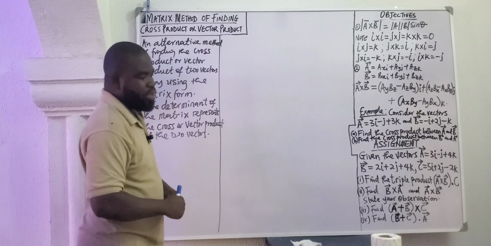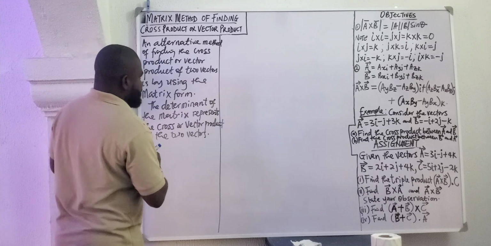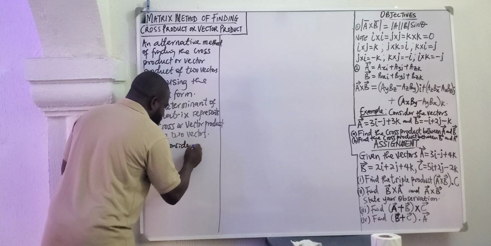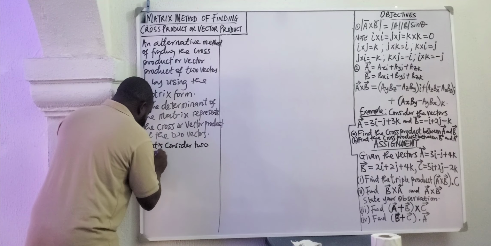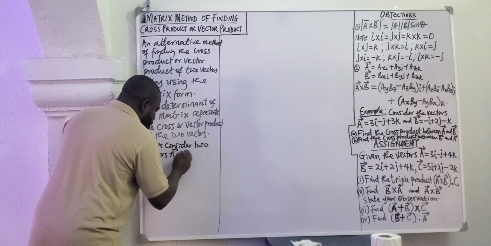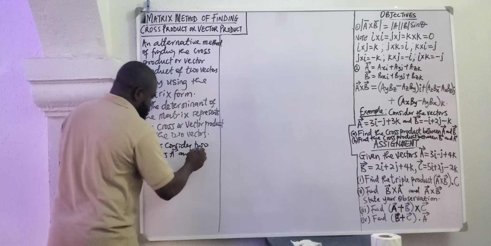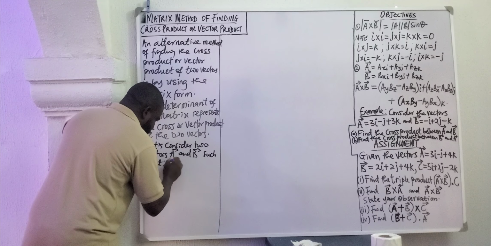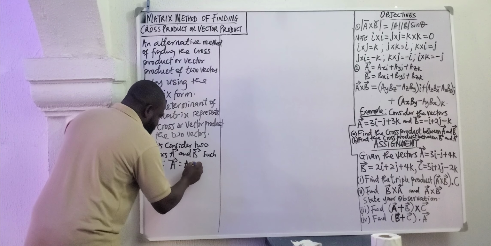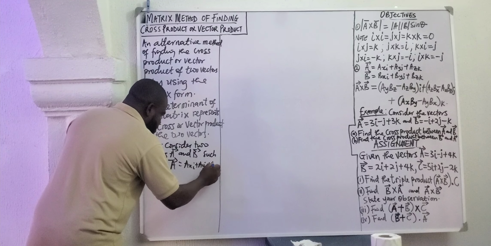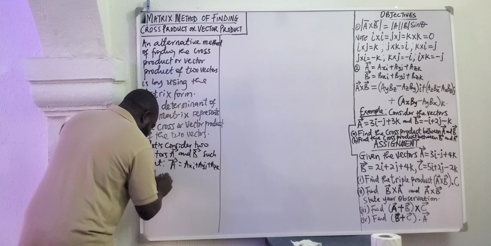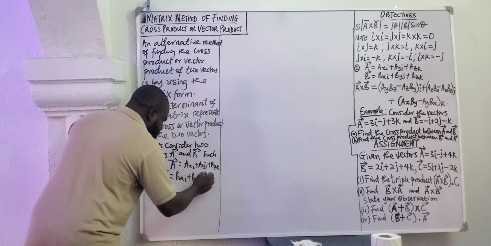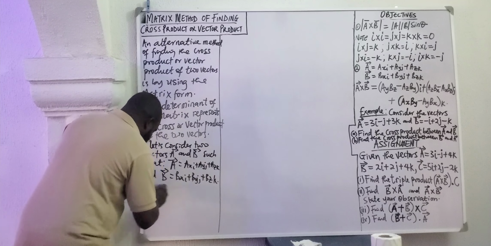Now, let's consider two vectors A and B, such that vector A is equal to AX i, AY j, AZ k, and vector B is BX i, BY j, BZ k.